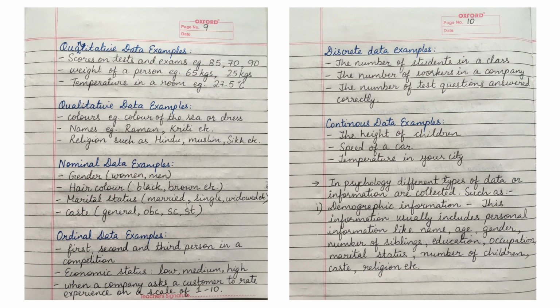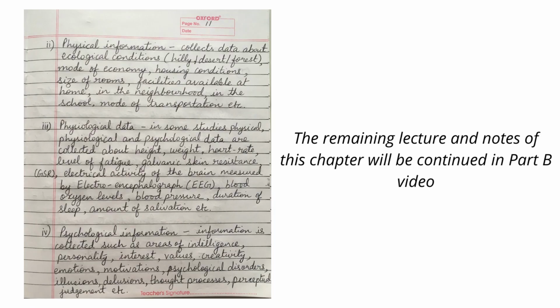In psychology, different types of data or information are collected, such as number one, demographic information. This information usually includes personal information like name, age, gender, number of siblings, education, occupation, marital status, number of children, caste, religion, etc. Number two, physical information collects data about ecological conditions like hilly, desert, forest, mode of economy, housing conditions, size of rooms, facilities available at home, in the neighborhood, in the school, mode of transportation, etc.